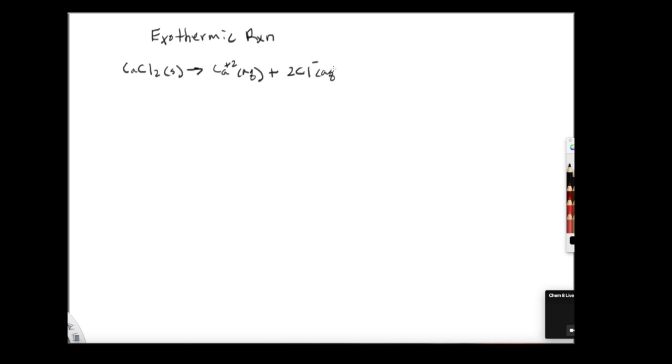Now, since this is exothermic, what that means is that energy is released. So technically speaking, we can actually write the energy in as part of the equation. And since it's exothermic, the energy is being given off, so I would write energy on the right side of the equation.